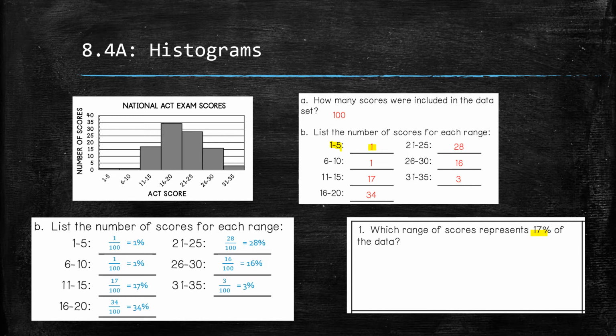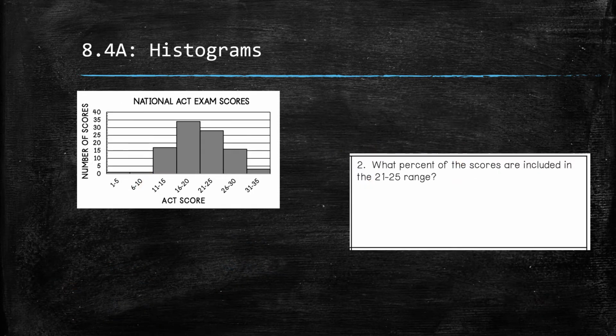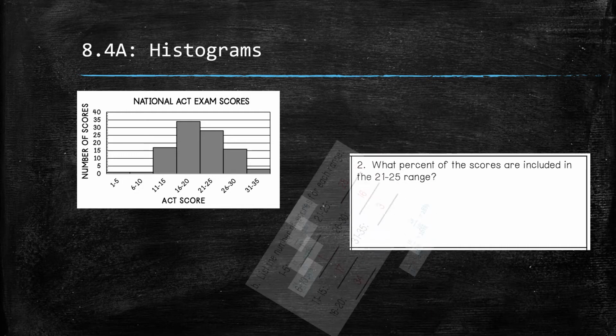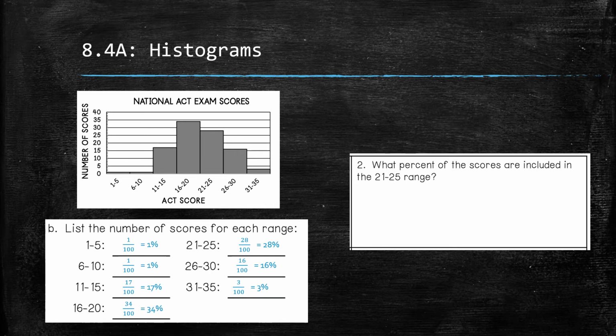So now that I have that information, I can see that the interval 11 through 15, this interval here, represents 17% of the ACT scores. What percentage of scores are included in the 21 to 25 range? Well, let's pull over our data from the other side, and we're looking for 21 through 25, which is this one here. So that would be 28%.